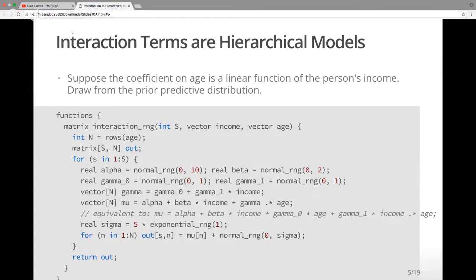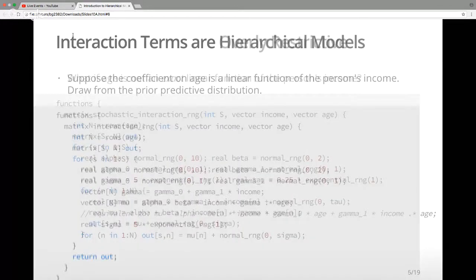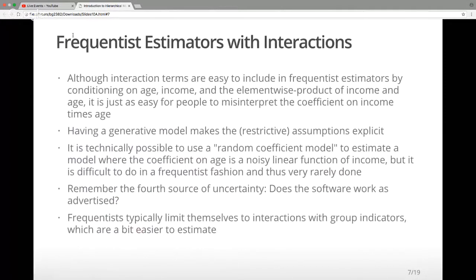But if you think about it this way, in the context of a generative model, it is pretty clear that you've made an assumption that the coefficient on age, gamma, is a linear function of the person's income, and gamma 1 is the slope of that linear relationship within a linear relationship. And so you're less likely to get confused, even though both of these forms imply the same likelihood function. But having a generative model makes those assumptions explicit, and you're less likely to get confused by your own assumptions.